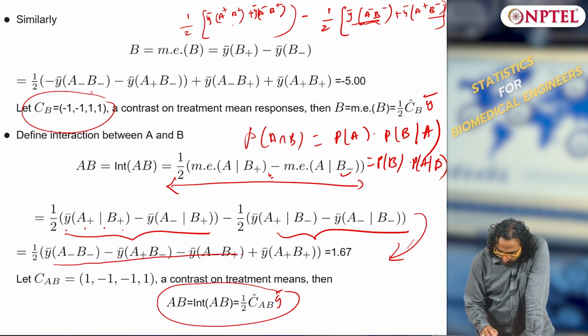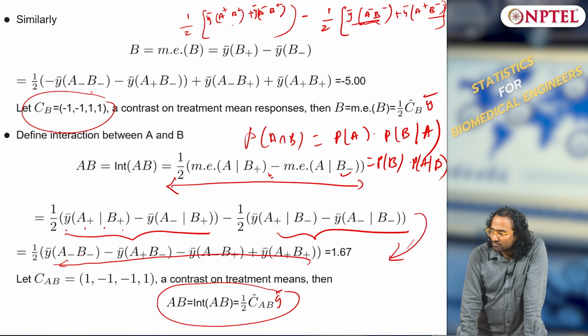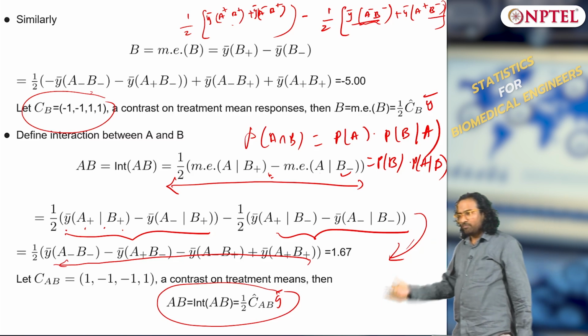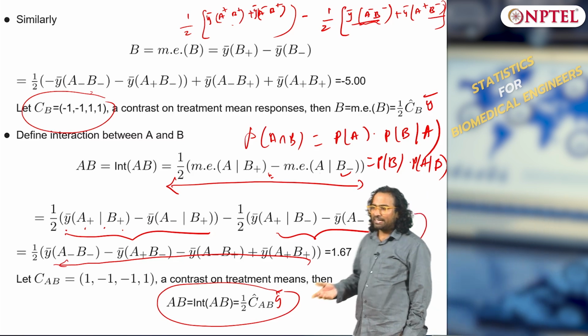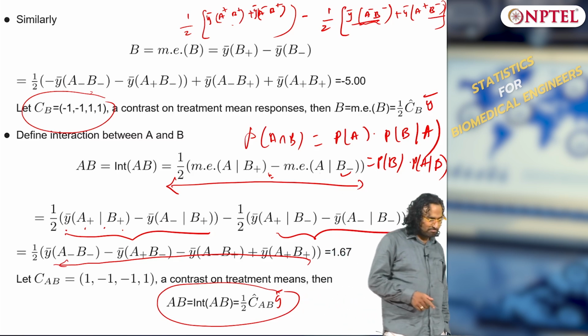Now again you have the contrast terms for all these 4. I have defined the contrast term in terms of all 4 treatments. So now I have contrast for the main effect as well as the interactions. Okay.